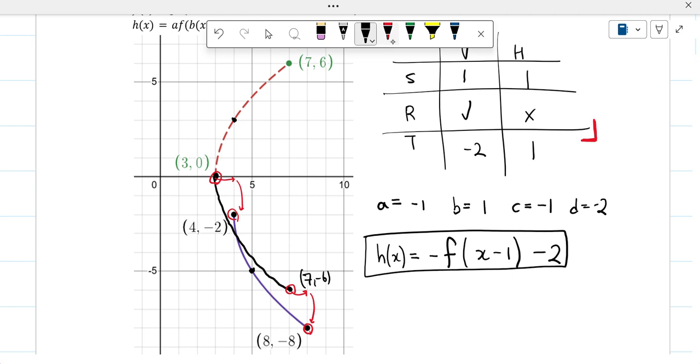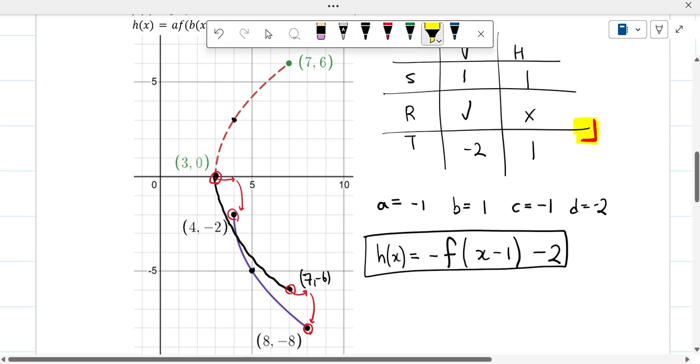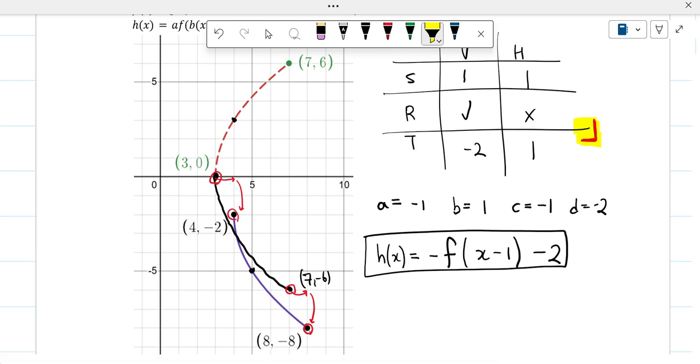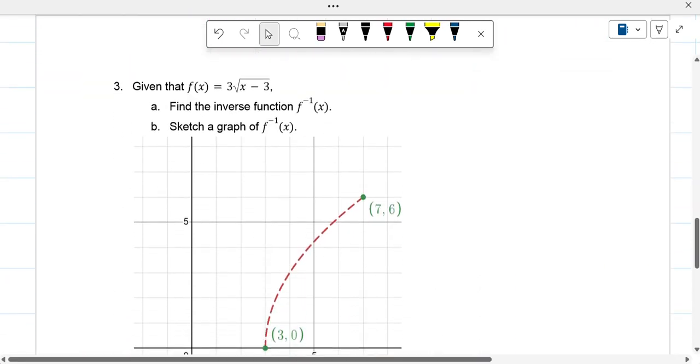So remember that stopping after doing the stretch and reflection is the key part here. All right, moving on to the next question.